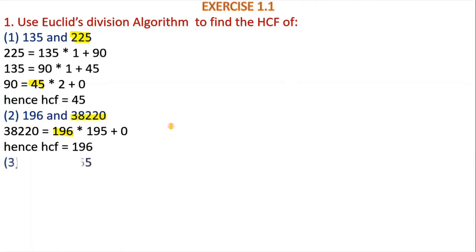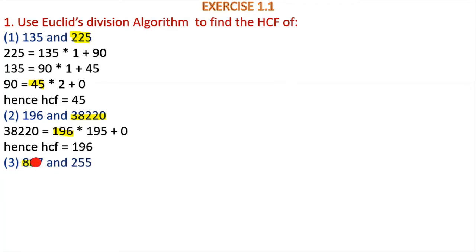Let us see another sum. Find the HCF of 867 and 255. Again the first step is to identify the larger number, that is 867, in the given two numbers.